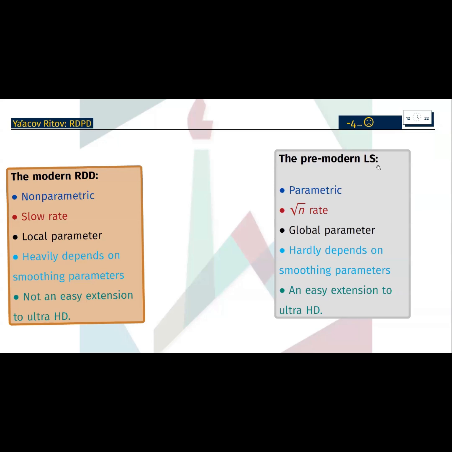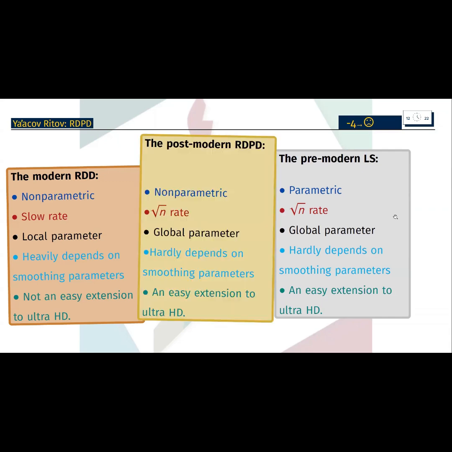The pre-modern, which is the silver, is parametric. The rate is square root of n. I can estimate global parameters, it doesn't really have smoothing parameters, and has an easy extension to lasso. And finally, our method is non-parametric, has a square root of n rate, estimates global parameters, hardly depends on smoothing parameters, and has an easy extension to ultra high dimension. So everything is good, I hope.